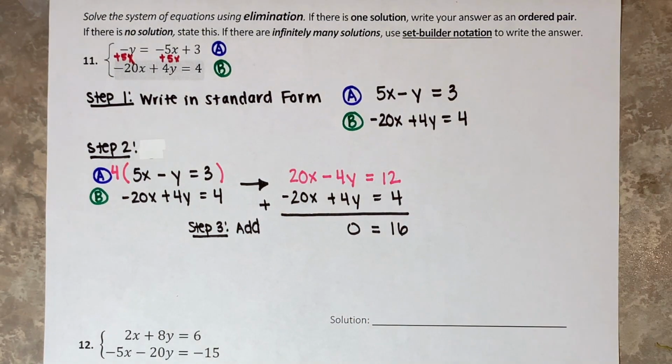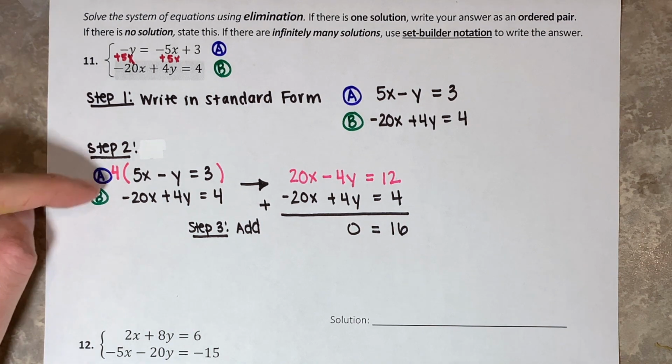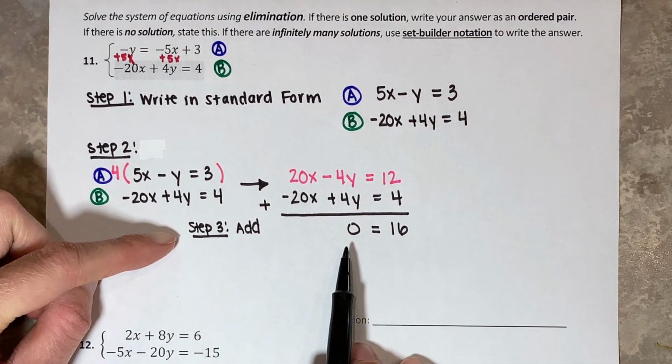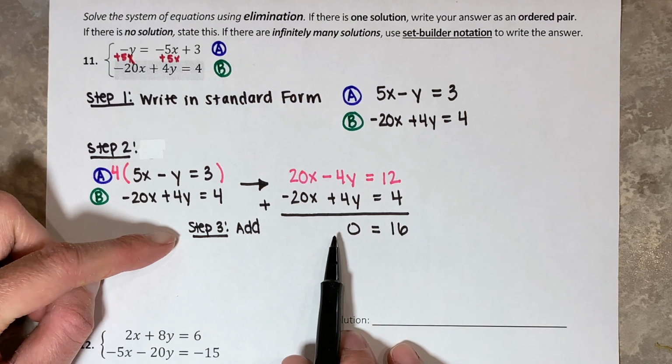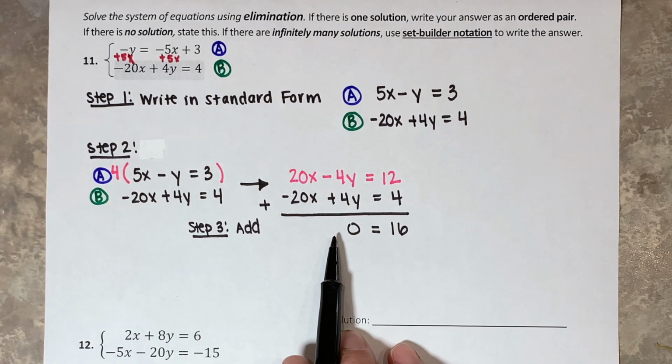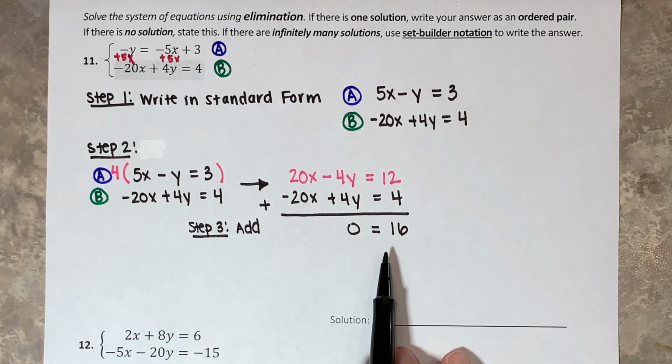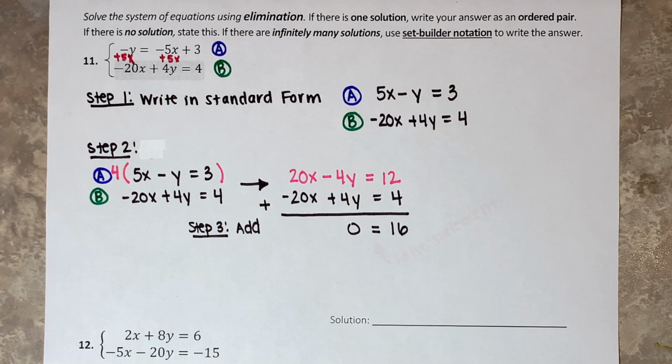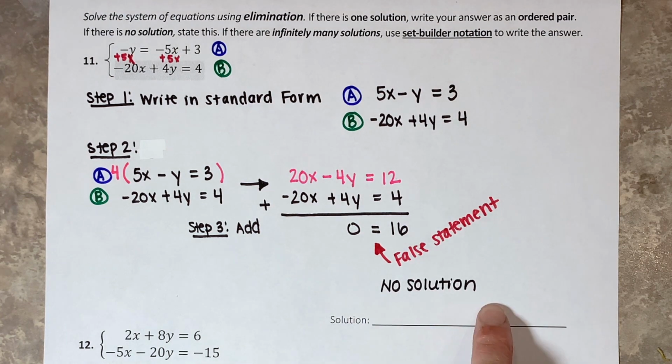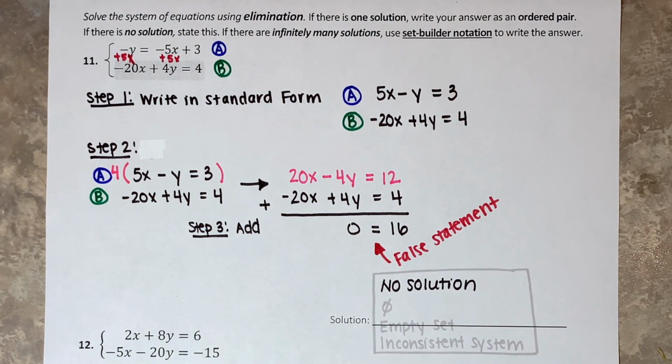Now, depending on what you did in step 2, in step 3 you might end up with a different answer, but no matter how you complete step 2, in step 3 you should end up with some sort of false statement. And in math, when we end up with a false statement, for our final answer, we can write no solution, or we can write our answer in any of these different ways.